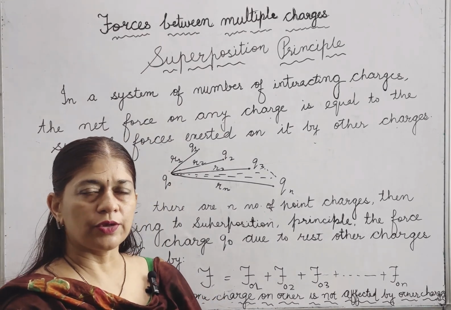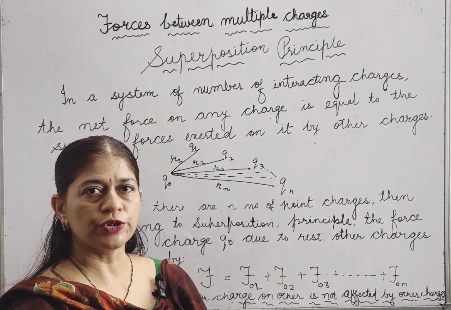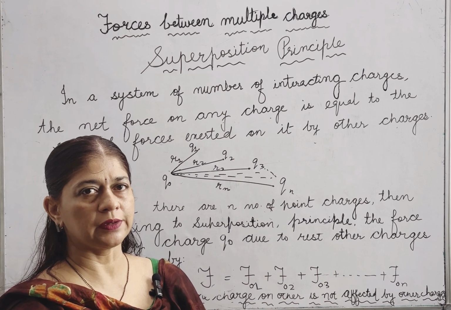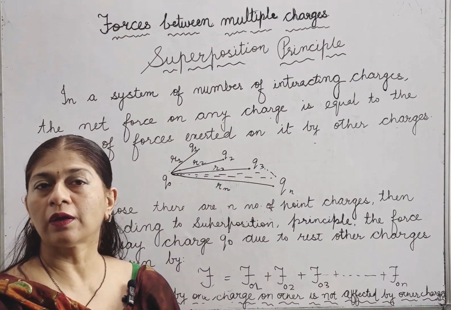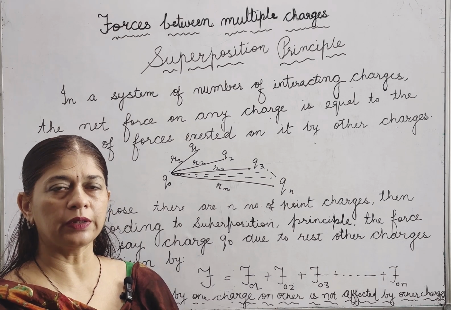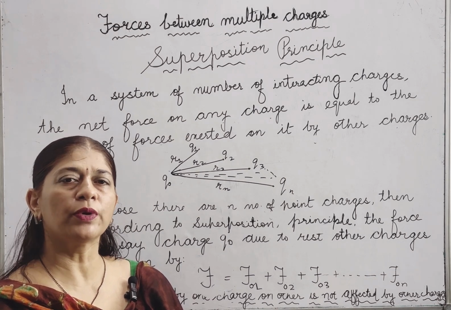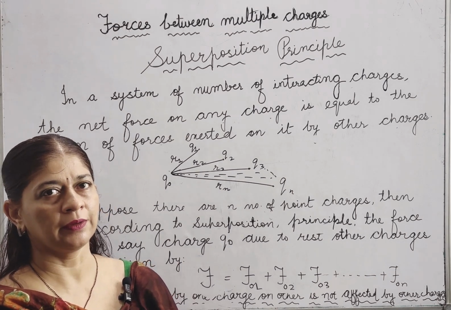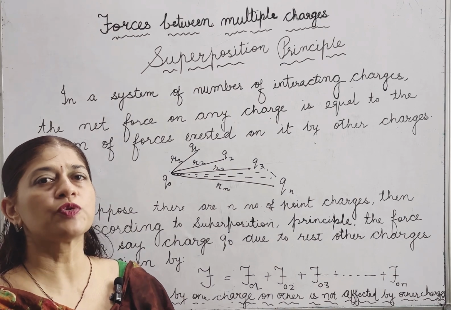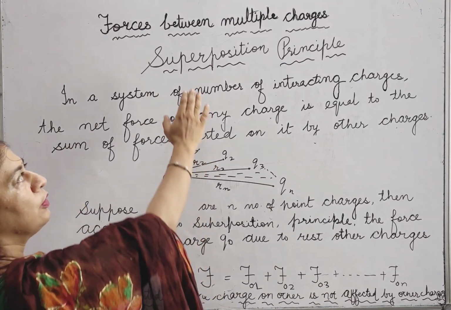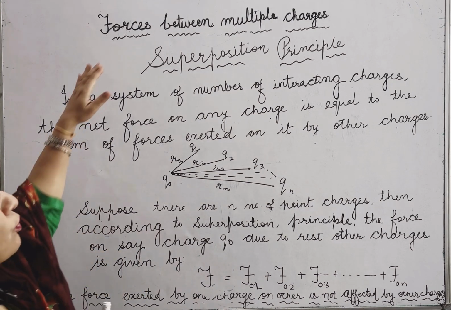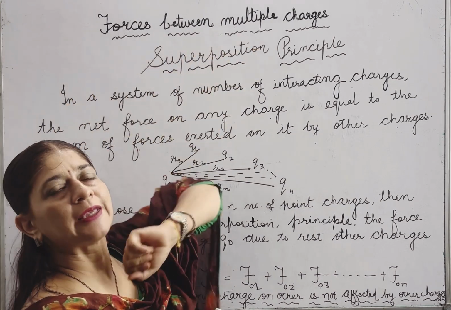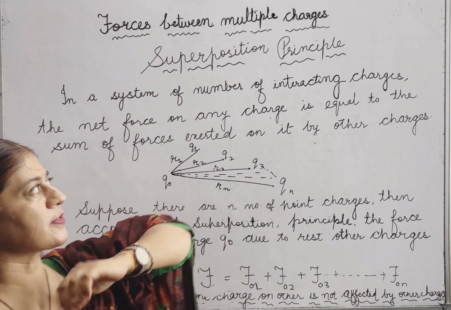In our last lecture, we discussed the force between two charged particles. Here, we are going to talk about a system where a number of interacting charges are there. Then the force between them is given by the superposition principle. Here we are talking about how much force lies between multiple charges.